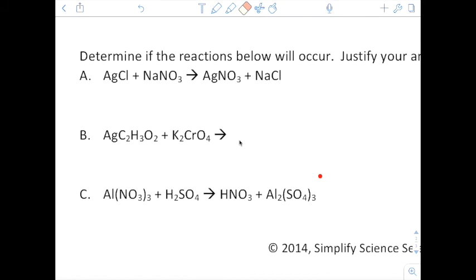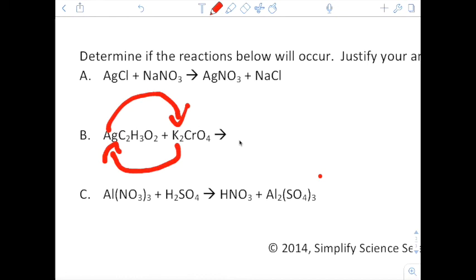Okay, with B, when you look at this, I'm going to give you a hint here. The silver is going to try to replace the potassium. The potassium is going to switch partners and come over here. Remember what you're looking for. You are looking for a solid in the product, so something that is insoluble in the product. When you find that, it means the reaction actually takes place.